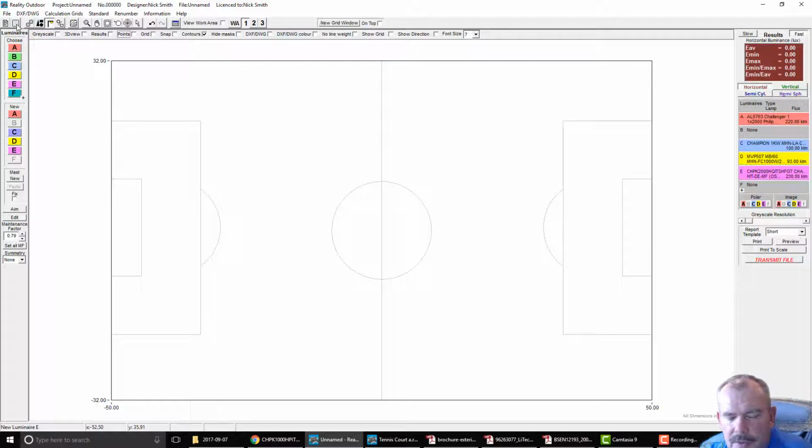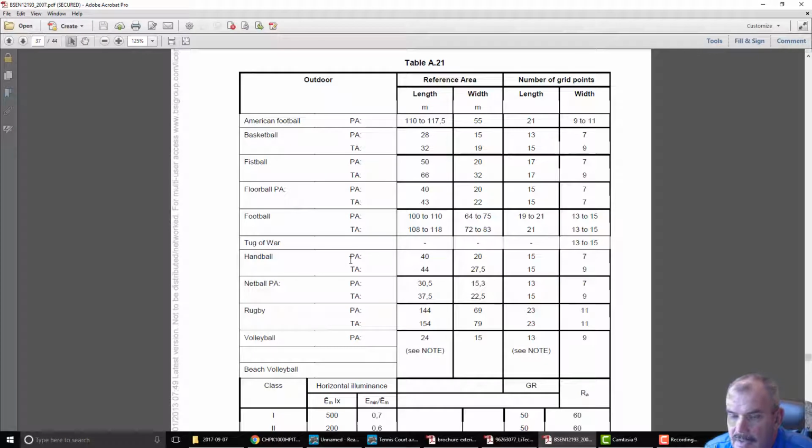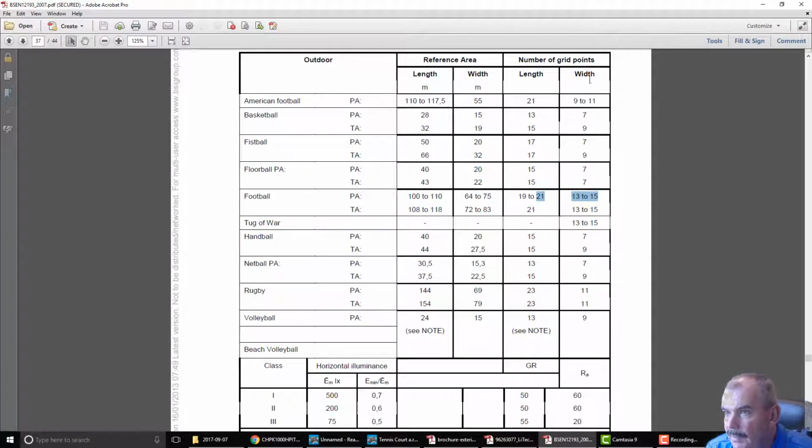The first thing you can do is to contact the association. So in the UK, for example, for football, you might look at the FA's website or Sport England, and they have recommendations as to what calculation grids and levels and so on should be used. I tend to use BS EN 12193 because it's an independent standard. It's a British standard, and that gives you recommendations for how you should set the columns out. So for football, it's telling you the dimension of the playing area and what the grid spacing should be along the length and across the width.